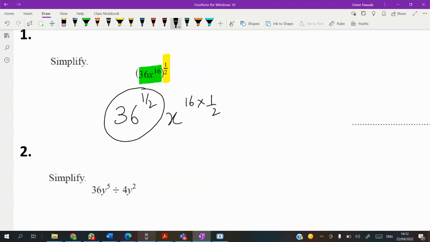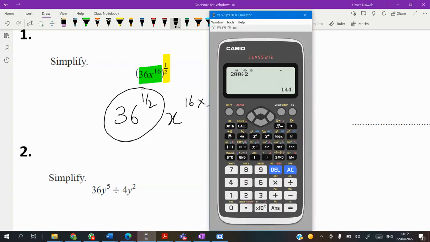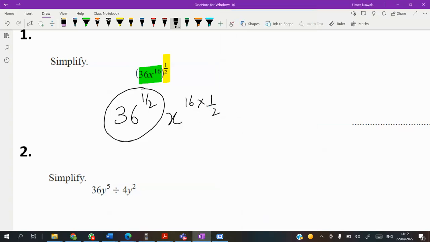getting the answers from complicated numbers, 36 to the power 1 over 2, the square root of 36. Although we know that the square root of 36 is 6, just to check on the calculator, write the power 1 over 2, which is a square root. So the answer is 6. So this answer is 6, and here you write it in the calculator. 16 times 1 over 2, 2 cancel with 16, it gives you 8. So the answer is x raised by 8.